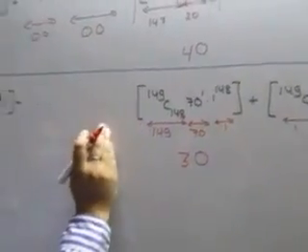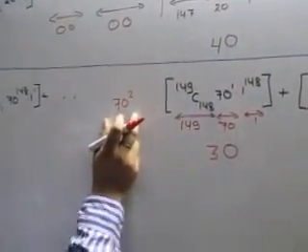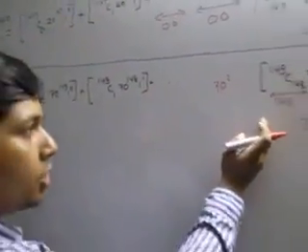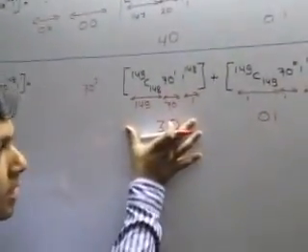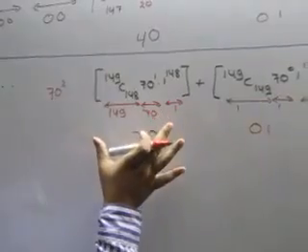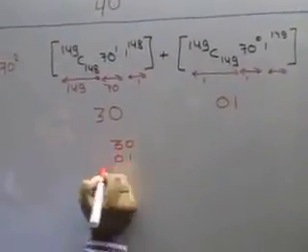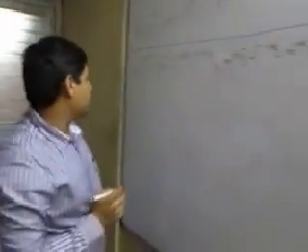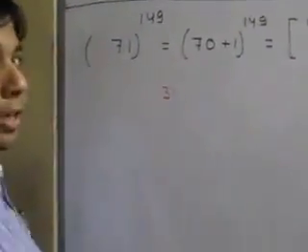The third last term must have 70 squared, meaning the last two digits must be 0. The fourth last term must have 70 cubed, meaning the last two digits must be 0. Hence, for each and every term apart from the last two terms, the last two digits must be 0. So the last two digits are given by the summation of the last two digits of the second last term plus the last term, that is 30 plus 01, that means 31. Hence the last two digits of the given expansion, that is 71 to the power 149, are equal to 31.